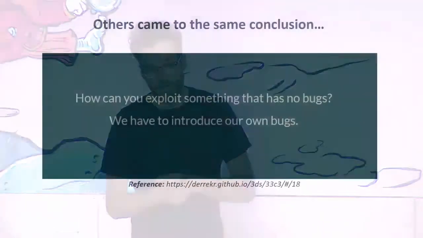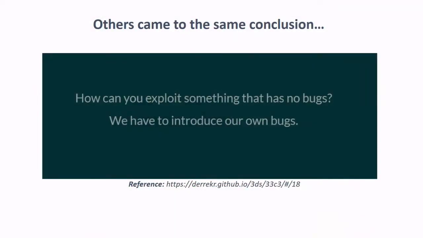So others came to the same conclusion. This is a quote from the people looking into the Nintendos. How can you exploit something that has no bugs? It's not possible, right? Well, what if you can introduce your own bugs? And this is exactly what fault injection can do. We can introduce our own bugs.